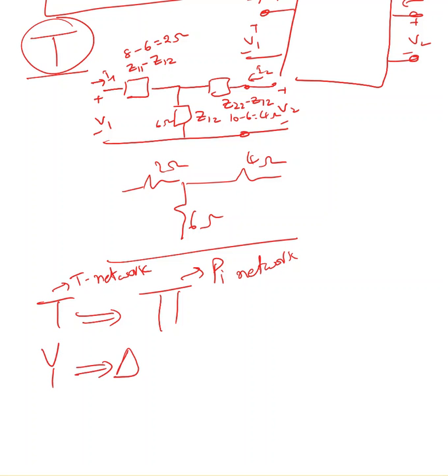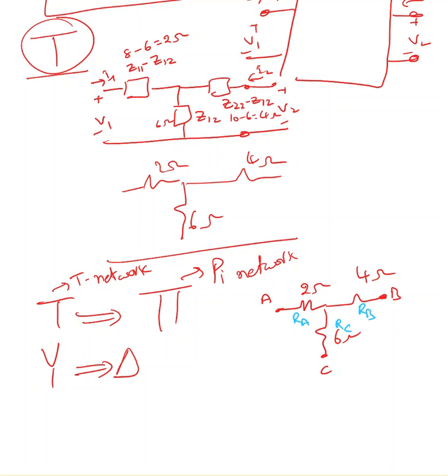So this is going to look like Y and delta, similar to converting Y to delta. Here I have a 2 ohm, 6 ohm and 4 ohm, right? So I'm going to label them A, B, C. Here this is RA, RB, RC. Resistance connected to A is RA, resistance connected to B is RB, resistance connected to C is RC.